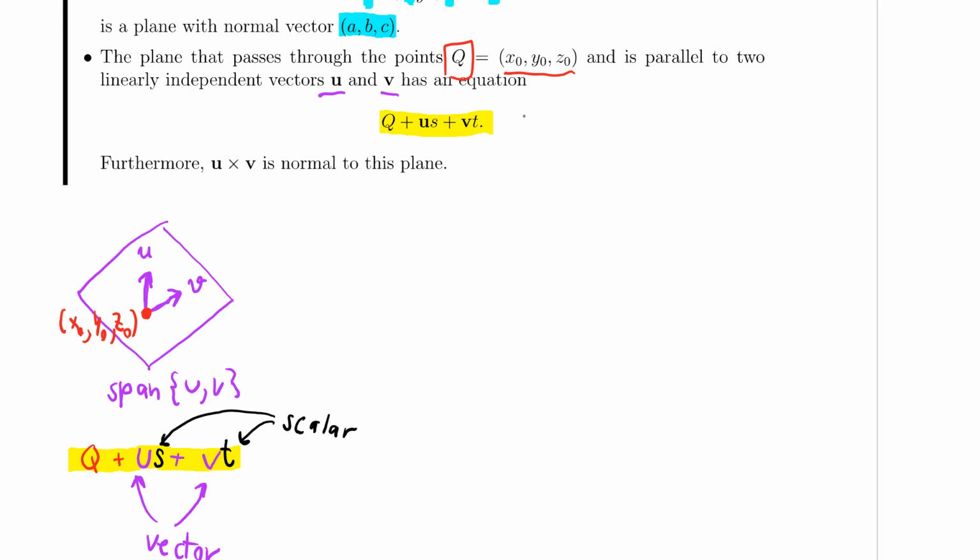Notice that this is actually a vector valued parametric function. It is a vector valued function because u and v are vectors, and Q is a point, but we can also view it as a vector. And I have two variables here, s and t. So in a way, I have parametric equations playing along here as well.